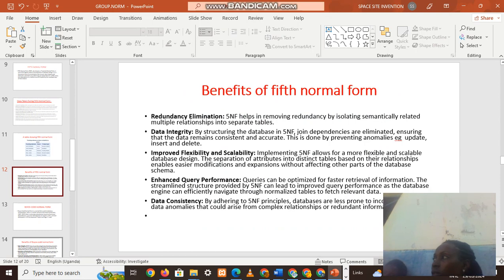So let's see the benefits of fifth normal form. There is redundancy elimination, data integrity, improved flexibility and scalability, enhanced query performance, and data consistency.